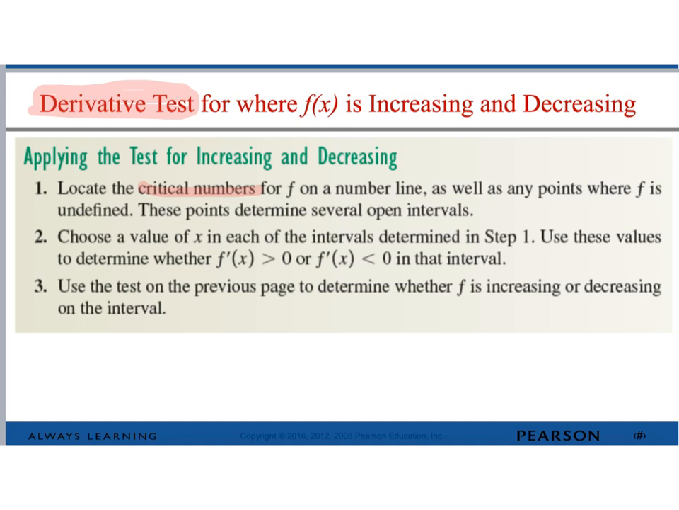and that's going to give us several open intervals. And then we're going to choose a value of x in each of those intervals and use those values to determine whether the value of the derivative, not the function, the derivative, is positive or if it's negative on that interval. And if f prime of x is greater than 0, then we know the function is increasing. And if f prime of x is less than 0, or negative, then we know the function is decreasing.